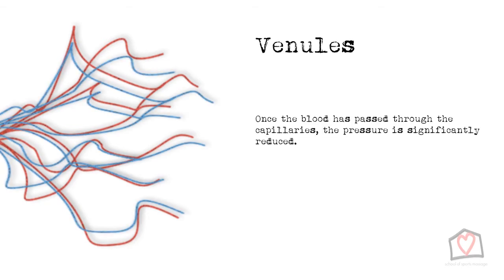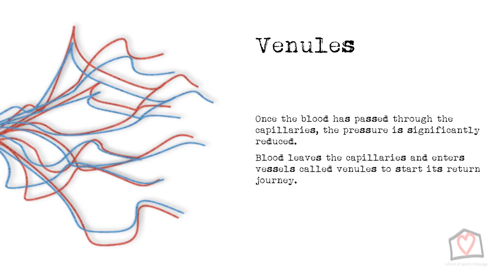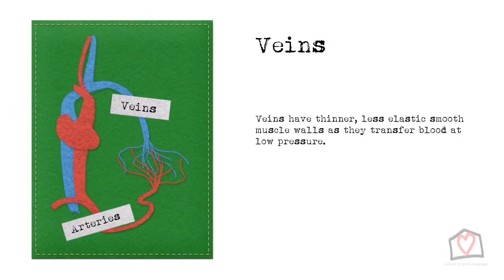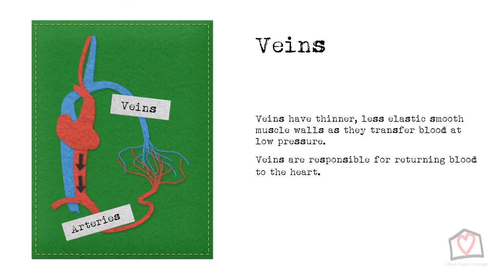Once the blood has passed through these capillaries, the pressure is significantly reduced. As it leaves the capillaries, blood enters vessels called venules, which feed into larger vessels called veins. These have much thinner, less elastic, smooth muscle walls, as they are transferring blood at low pressures. These veins are responsible for returning blood to the heart. However, as the blood is now under low pressure, they're going to need some assistance.